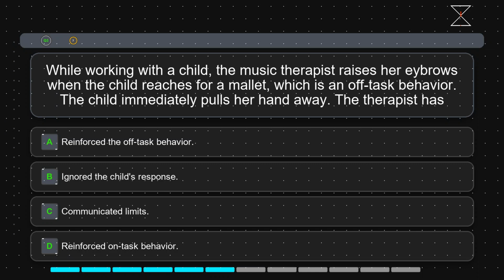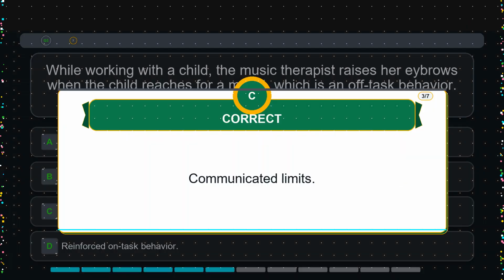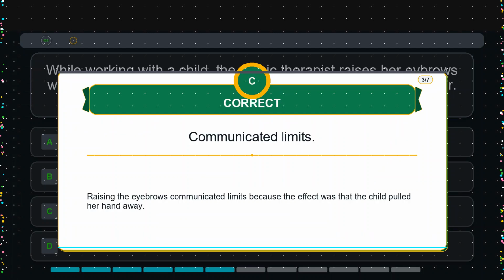Question 3. While working with a child, the music therapist raises her eyebrows when the child reaches for a mallet, which is an off-task behavior. The child immediately pulls her hand away. The therapist has Option A, reinforced the off-task behavior. Option B, ignored the child's response. Option C, communicated limits. Option D, reinforced on-task behavior. The correct answer is Option C, communicated limits. Explanation. Raising the eyebrows communicated limits because the effect was that the child pulled her hand away.